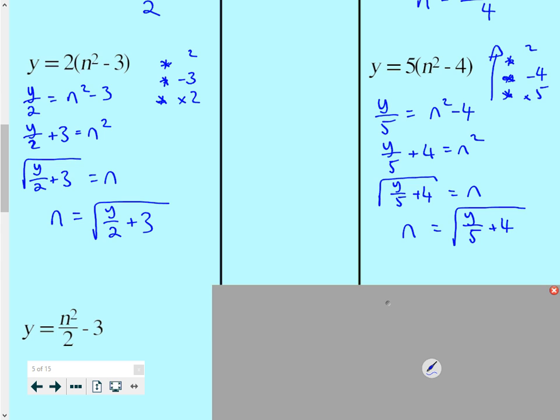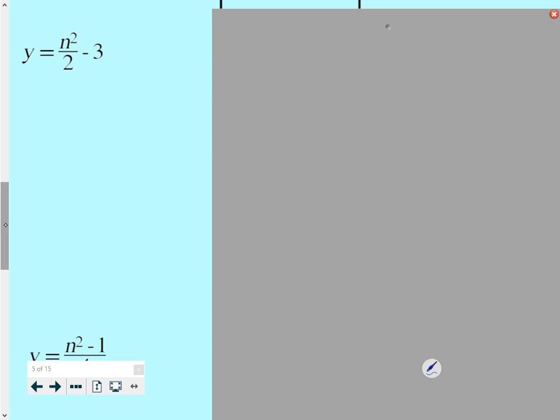Again, let's look at another one that looks slightly different. Same process. n is being squared first, then it's being divided by 2, and then you are taking away 3 from it. So let's work backwards through that list. I'm going to add 3 to both sides. I'm going to times by 2, and I can just use my bracket notation to times by 2. And then I need to square root it.